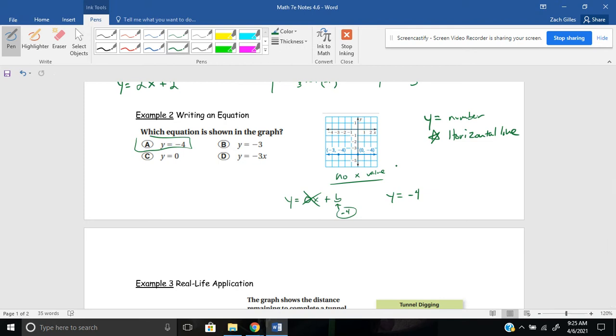Another example that you might see is something like x equals 2. All right. Well, how is that different from this? Well, now it's not y equals a number, it's x equals a number. That's actually a vertical line at x equals 2. So I'd go to where x is equal to 2 right here, and then it would be a vertical line like that. That is the graph of x equals 2.